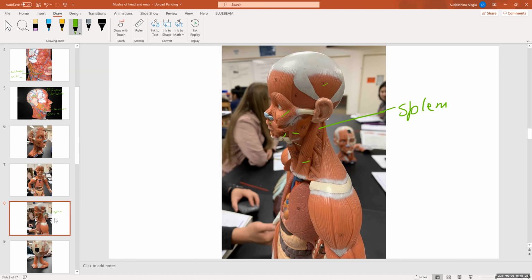Splenius capitis, which is posterior to sternocleidomastoid. There are 2 muscles here. This one, and then there's another one. So basically, the superior one is splenius capitis. The inferior one is another one we'll talk about later, levator scapulae.